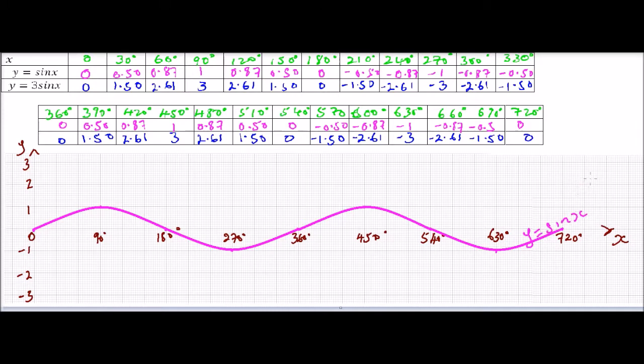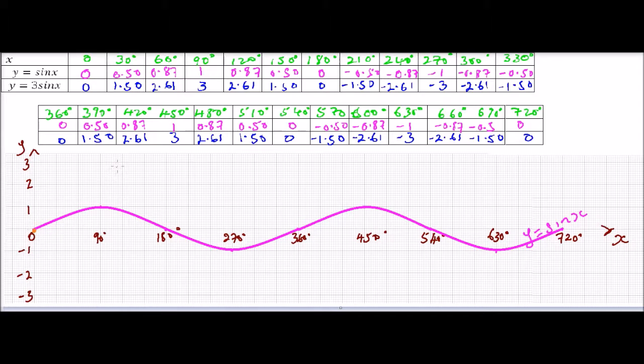From there, we go ahead and identify the points of the other graph, that is y equals 3 sine x. So we start also from 0. We start from 0, so we have this is our point.